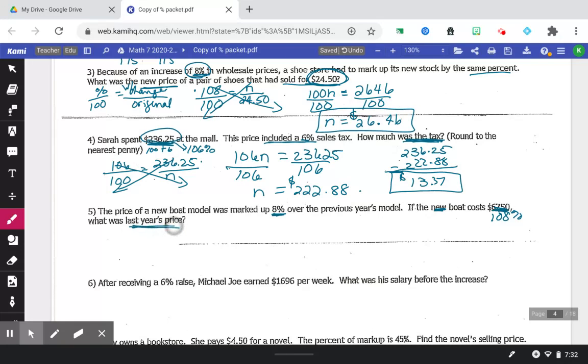All right, we are looking for last year's price. So we're looking for the original price before it was marked up. Again, I think a proportion is the easiest. So we have 108% over 100 equals, now I know the 108%, 6,750 over, I'm looking for the original price. Okay, now that I have my proportion set up, I can do the cross products.